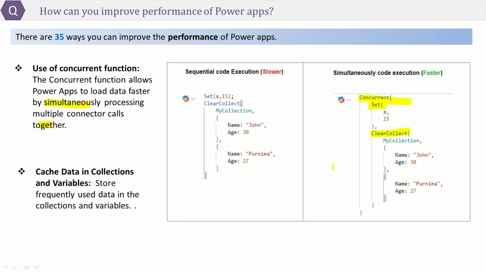The next point is cache data in collections and variables. Store frequently used data in collections and variables. That means data stored in memory can be accessed very quickly, which improves the performance.